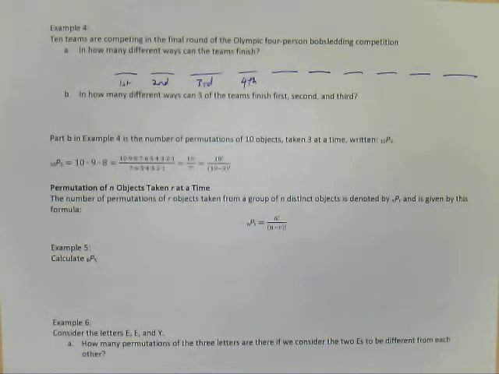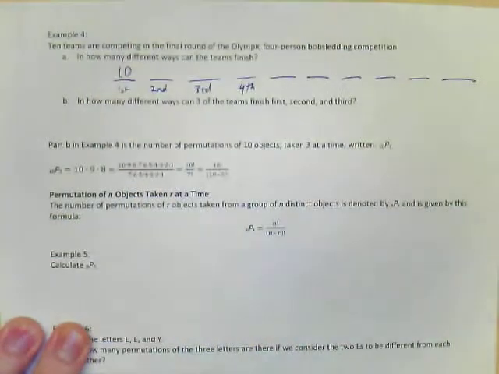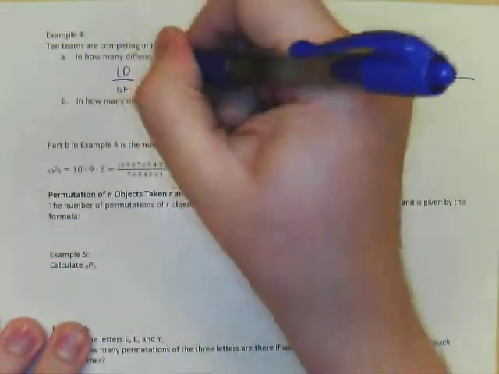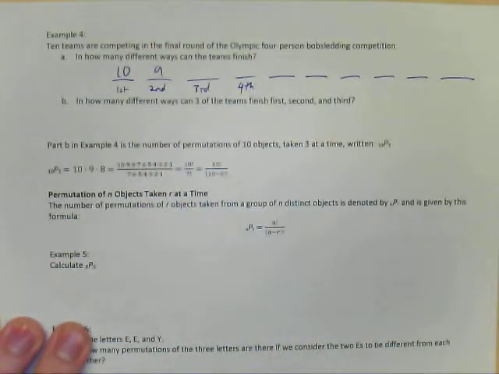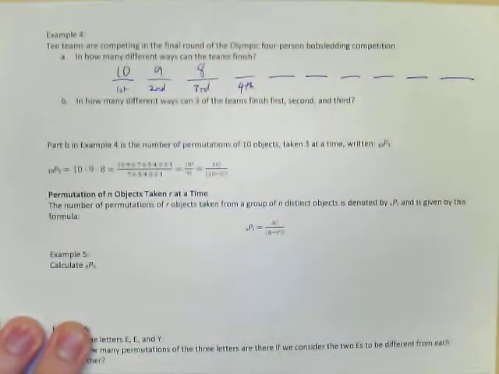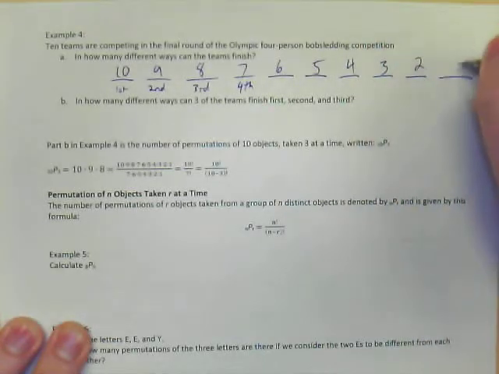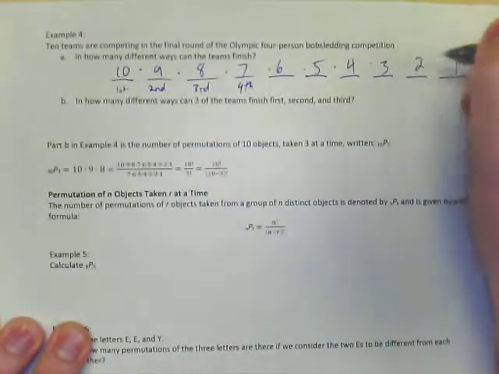So before anyone has crossed the finish line, there's 10 teams, so we could have any of the 10 teams cross the finish line and get first place. So we've got 10 options for first place. Once one of the teams has passed the finish line, there's only 9 options for second place. And once 2 of the teams have gotten first and second, there's only 8 options for third place, 7 options for fourth place, 6, 5, 4, 3, 2, 1. Multiply all of these together to get the total number of options.